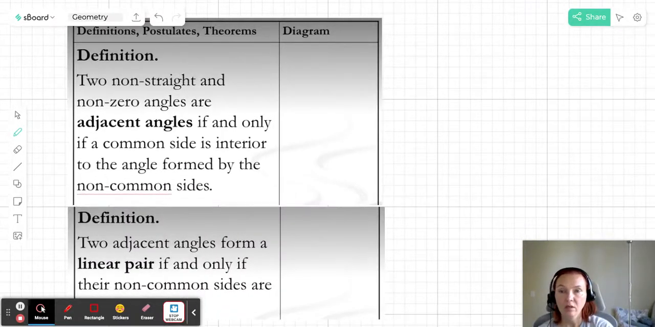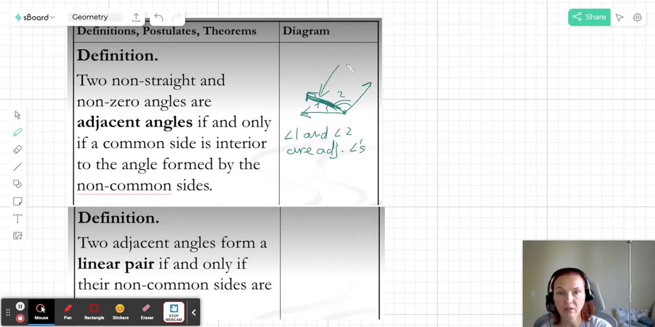Next definition is adjacent angles. So we have non-straight, non-zero angles. They are adjacent if and only if, you can abbreviate it to IFF, remember that notation, a common side is interior to the angle formed by the non-common sides. So in this case, when we're talking about adjacent angles, now we have to have the common side. This is the common side of my two adjacent angles. So this angle and this angle, angle 1 and angle 2 are adjacent angles, because the common side is in the interior of these two sides that are non-common sides.